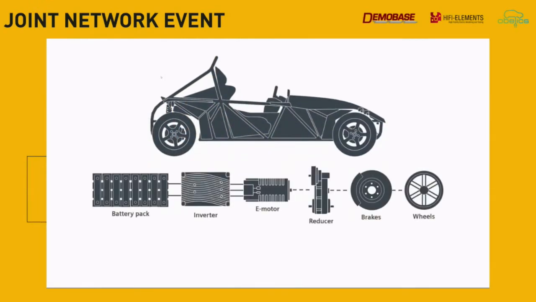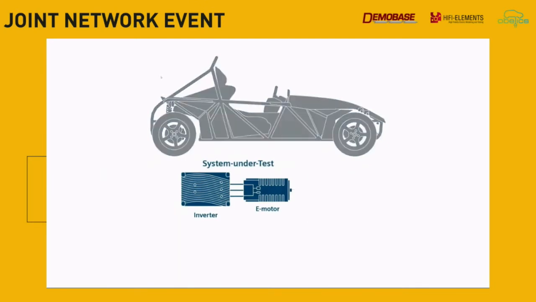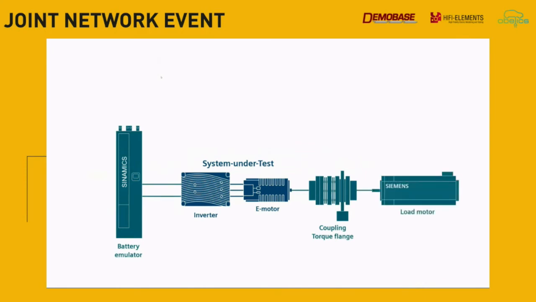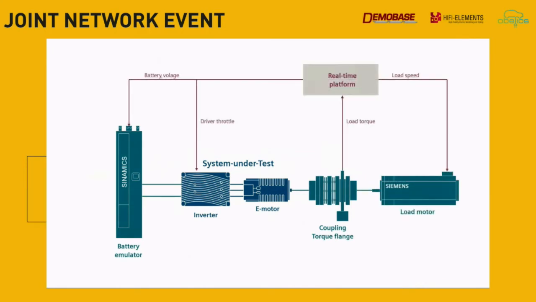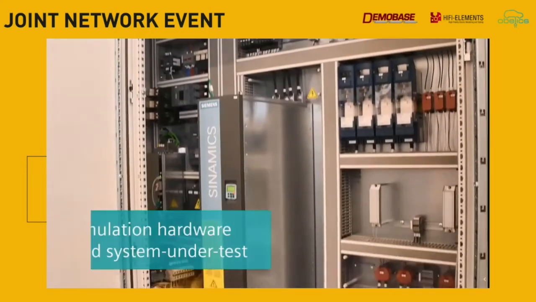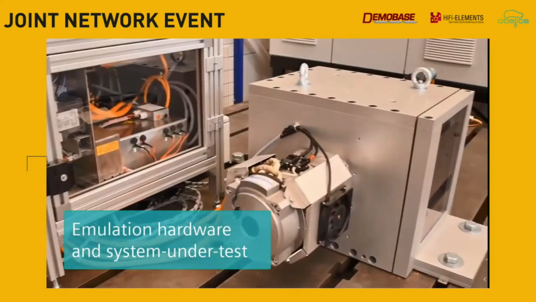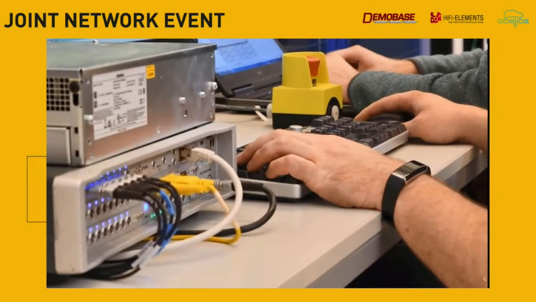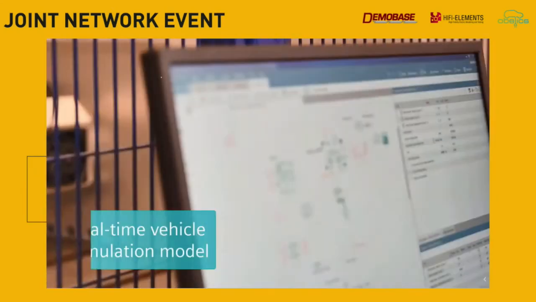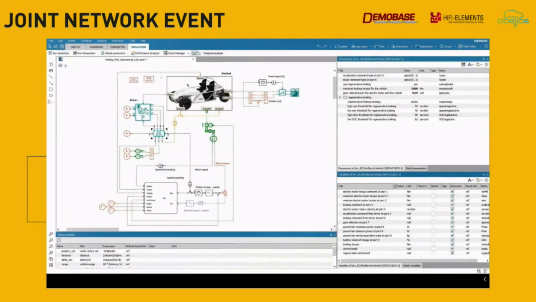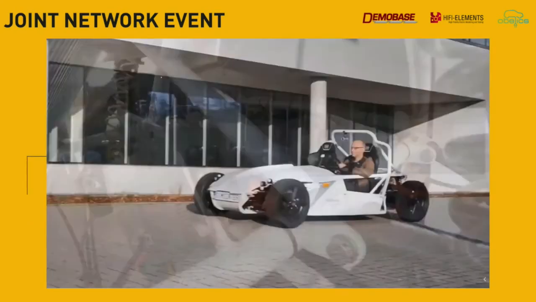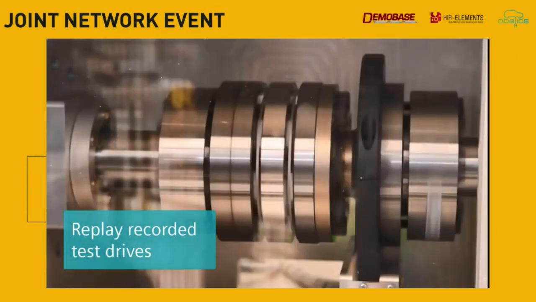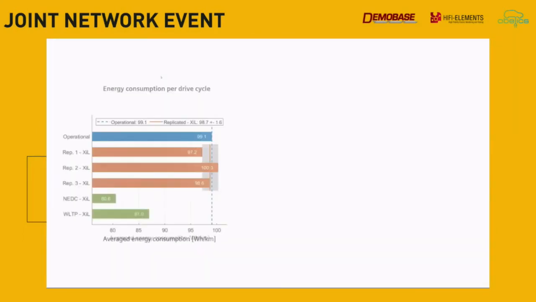The system under test is the inverter and E-motor. We replaced the vehicle components by test bench components and a real-time platform and the rest vehicle. Here you get a view on what is created during the OBELICS project. So that's our XIL setup, together with the real-time scalable model, which was running on the real-time platform, validated on the road, and allows us to replay on our XIL setup.